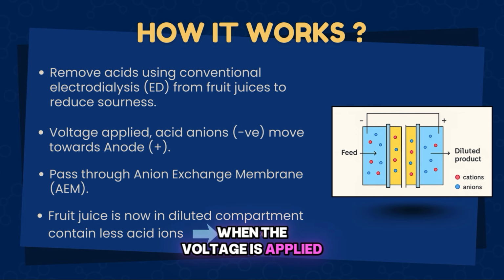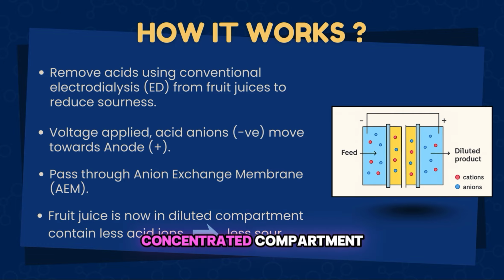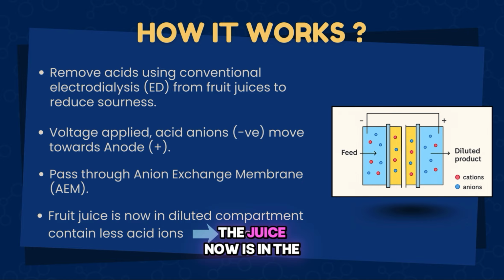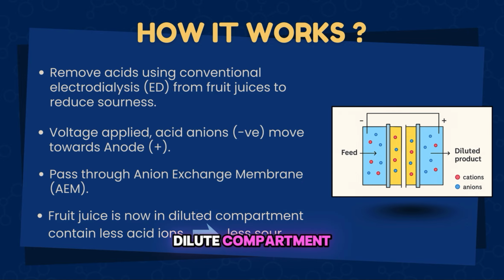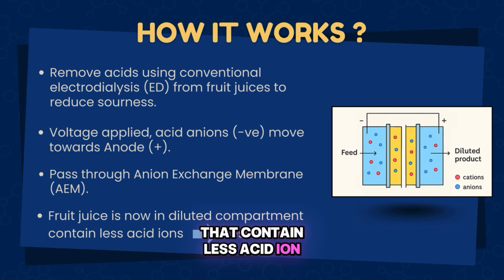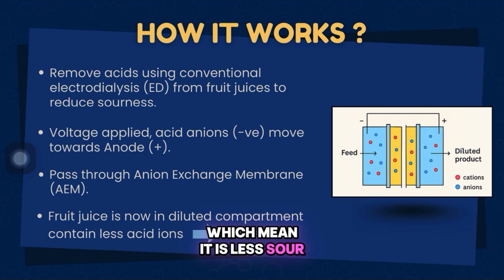When the voltage is applied, it creates an electric field. As we know, opposite charges attract each other. So the negatively charged acid anion will move towards the positive anode and pass through the anion exchange membrane (AEM). The acids are trapped in a concentrated compartment away from the juice. The juice now is in the dilute compartment that contains less acid ion, which means it is less sour.